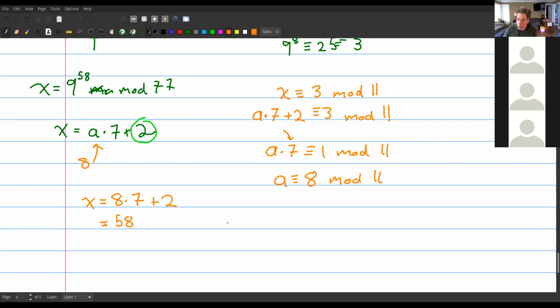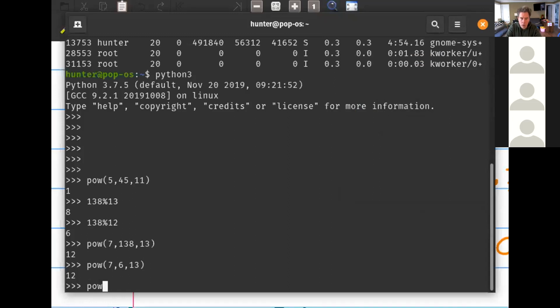So this is saying that 9 to the 58th is congruent to 58 mod 77, and that turns out to be the answer. That's true, and I'll come back here to Python and prove it. So 9 to the 58th mod 77 is 58.